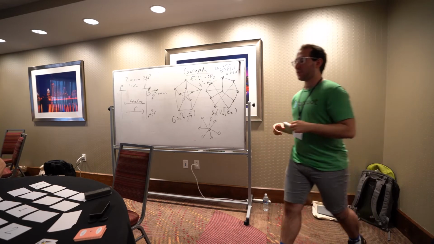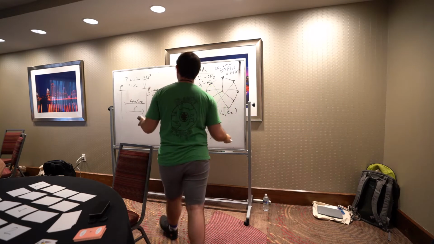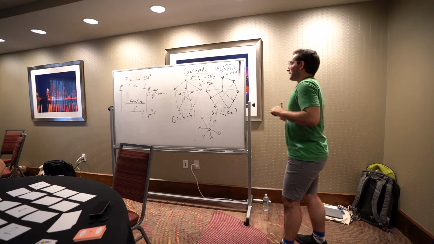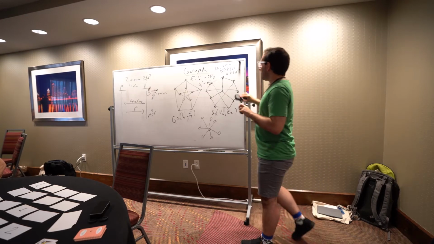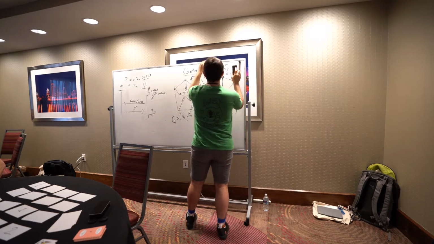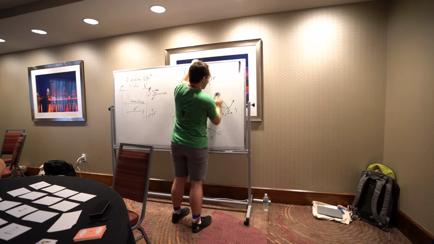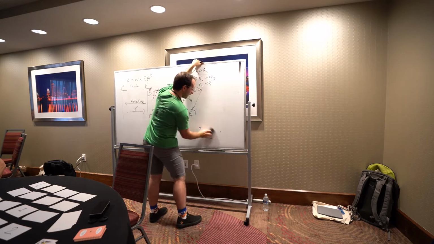Okay, so the zero-knowledge proof that I want you to talk about with your friends, using this as inspiration, along with what we've seen so far, is I want a proof. Is it okay if I erase this graph? Okay. I want a proof that two given graphs are not the same.